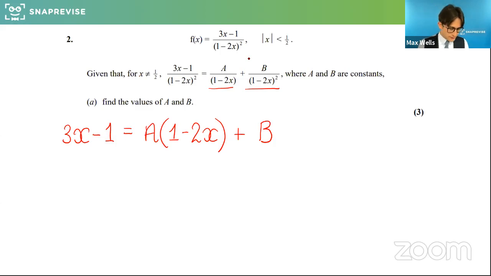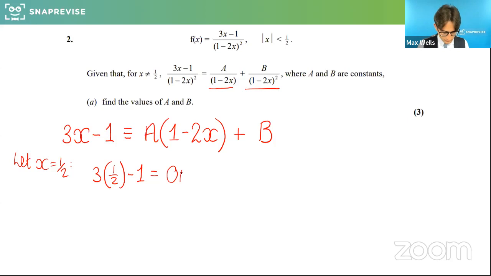Yes, excellent. If we let x equal a half, we might think, is this telling me I can't? It can't equal a half in the final part of the question, but we can use that as a technique for equating and finding A and B. So by subbing x into this identity, 3 lots of a half minus 1 has to be equal to, and the reason I've chosen a half is because this whole bit goes to 0, so 0 lots of A, it just equals B.